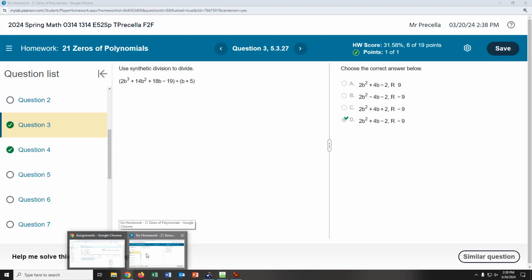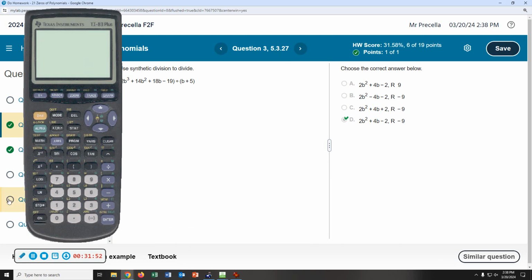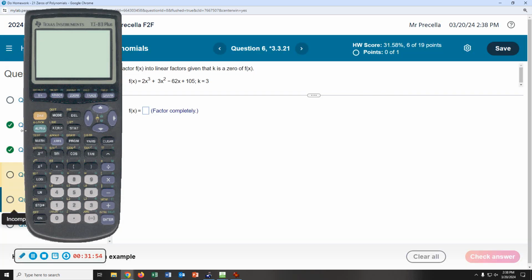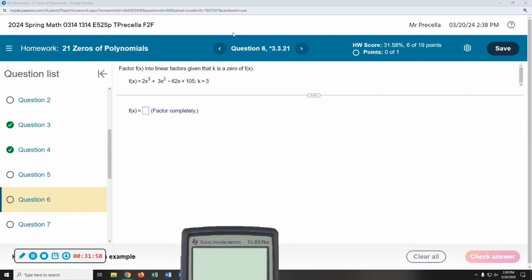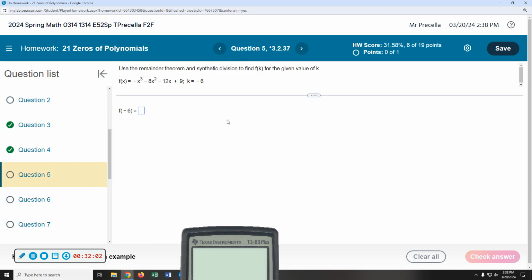But let's do a problem specifically designed for the remainder theorem. Number 5. There it is.